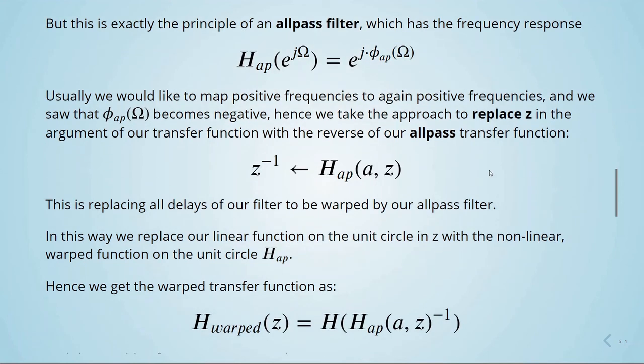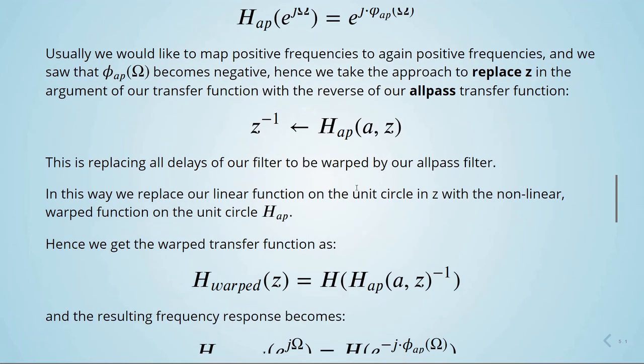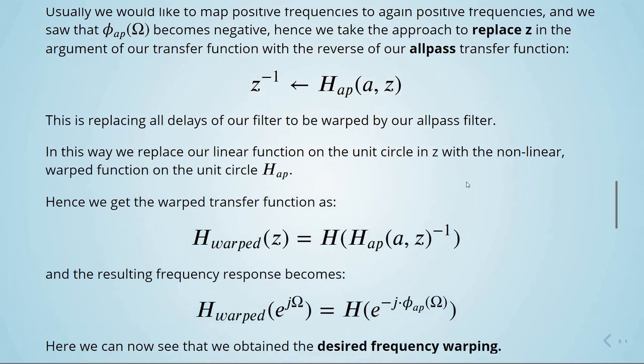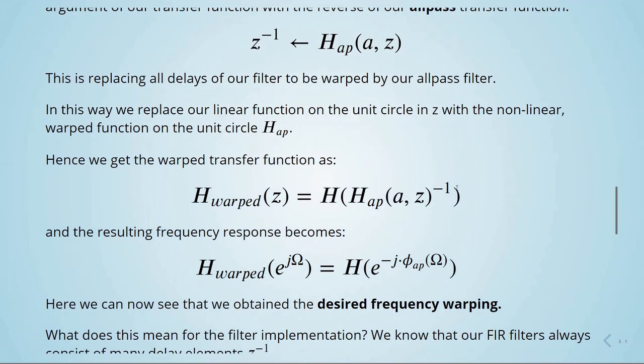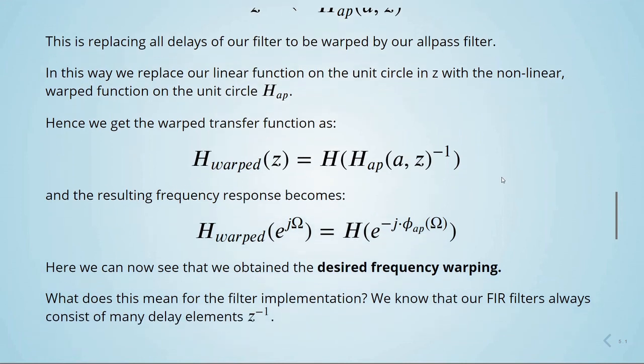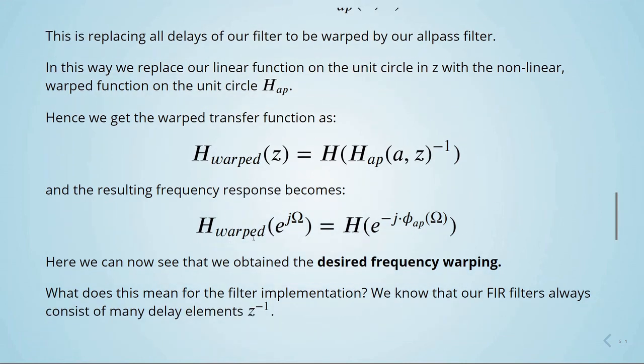This replaces all delays of our filter with our Allpass filter. In this way, we replace our linear function on the unit circle in z with the nonlinear warped function on the unit circle, H of Allpass. Hence, we get the warped transfer function like this. The resulting frequency response becomes this H warped, where we have the phase as a function Allpass of capital omega. So here we can see that we obtain the desired frequency warping.